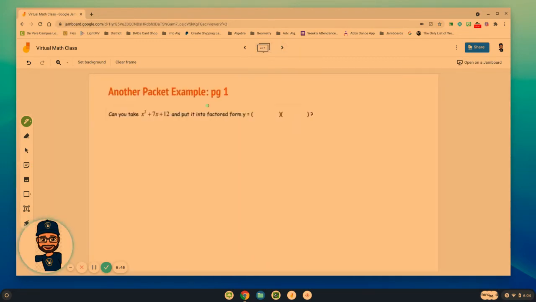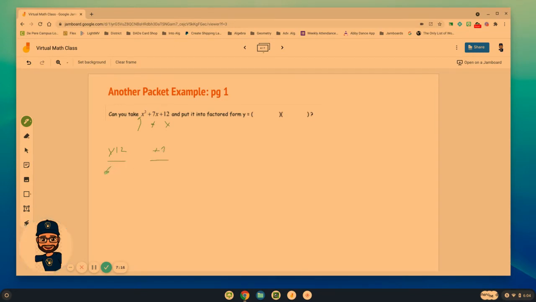So let's look at what this looks like for a different type of problem. Now, again, some of you can recognize that when we don't have anything out in front of this x squared, we're looking for two numbers that multiply to 12 but add to 7.